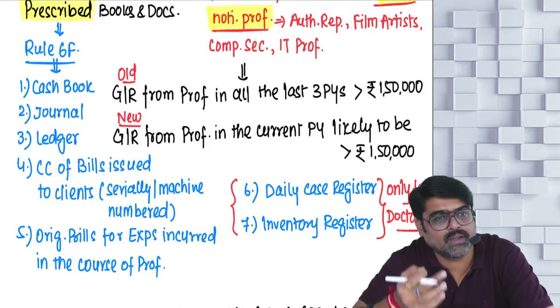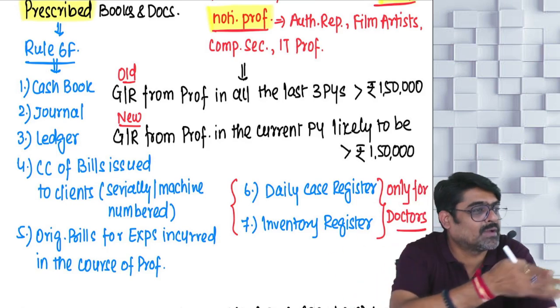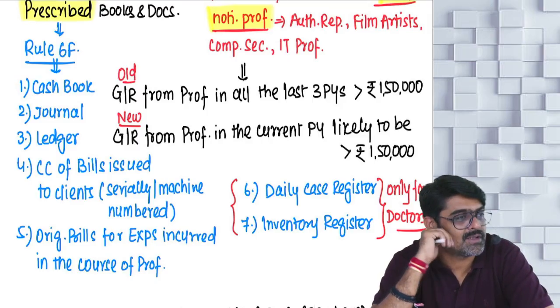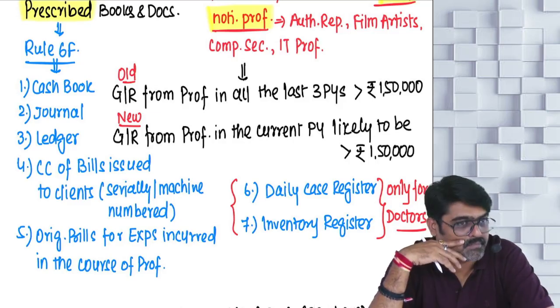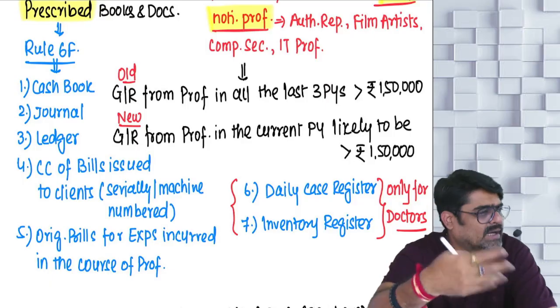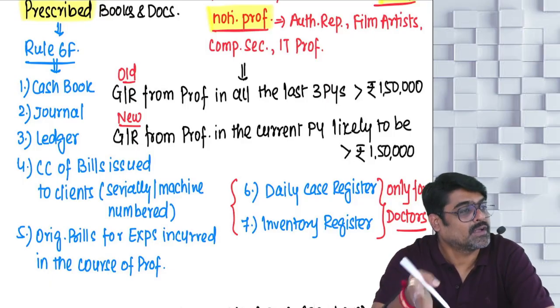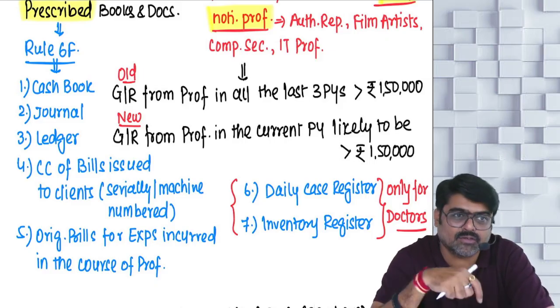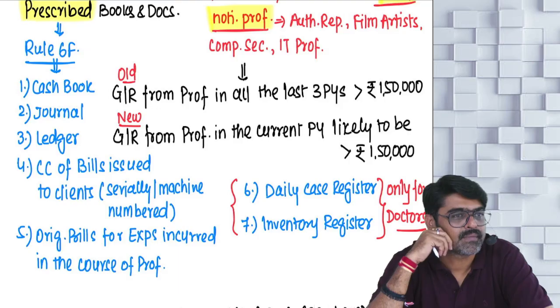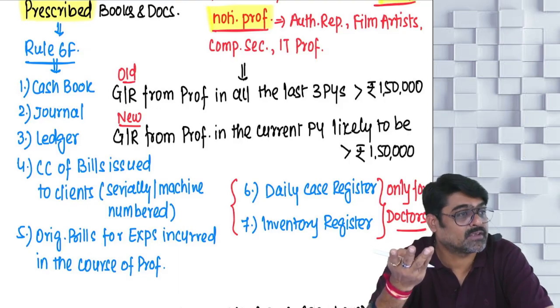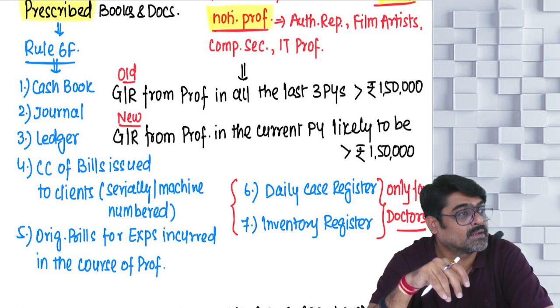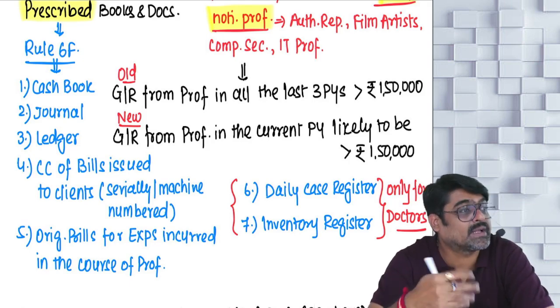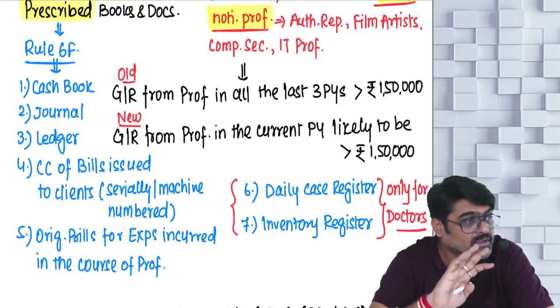Now a small case will be made in the question. They are going to give you last 3 years gross receipts. They are going to tell Mr. Raman is a practicing engineer, or Mr. Raman is a practicing lawyer. Okay, he is into the legal profession. His last 3 years gross receipt this much, this much, this much. With reference to the relevant provisions of the Income Tax Act, please examine whether he is required to maintain the books or documents or not. If yes, then which documents?